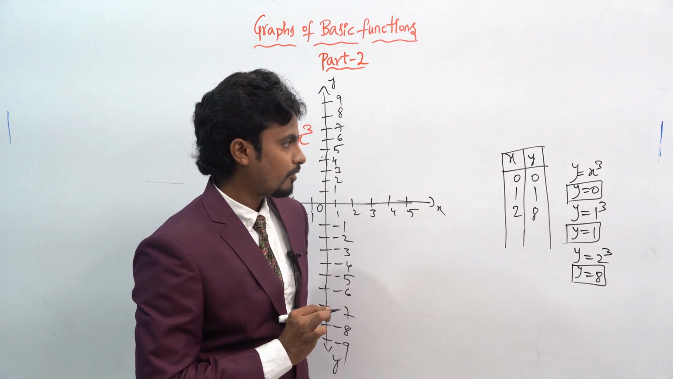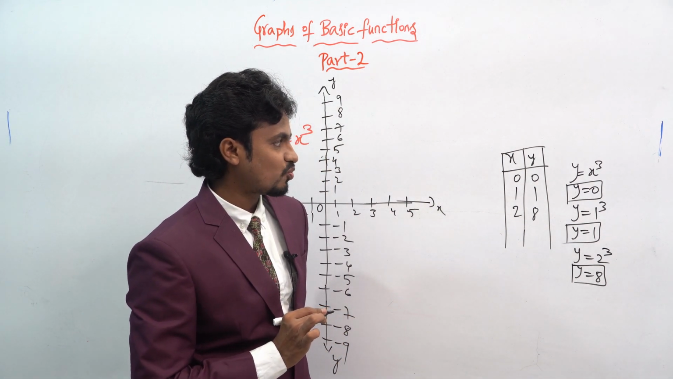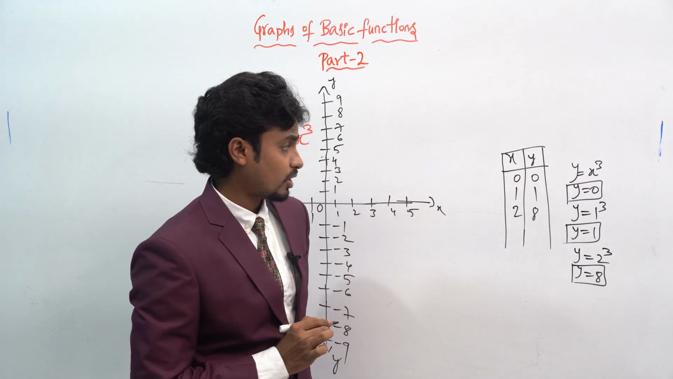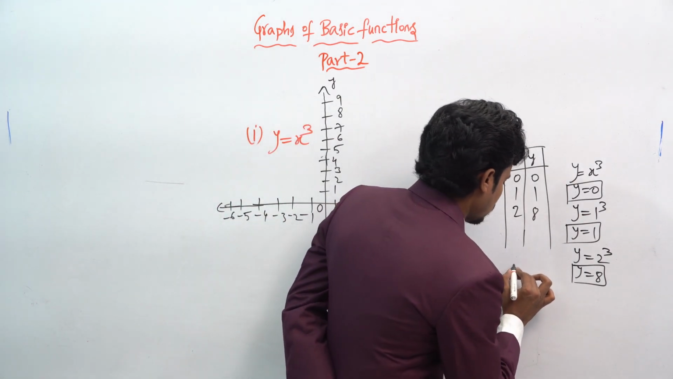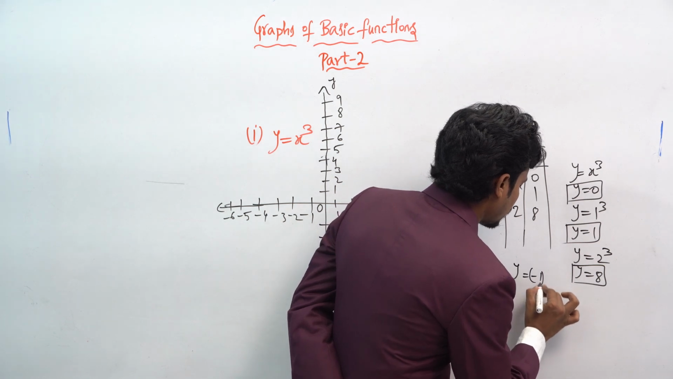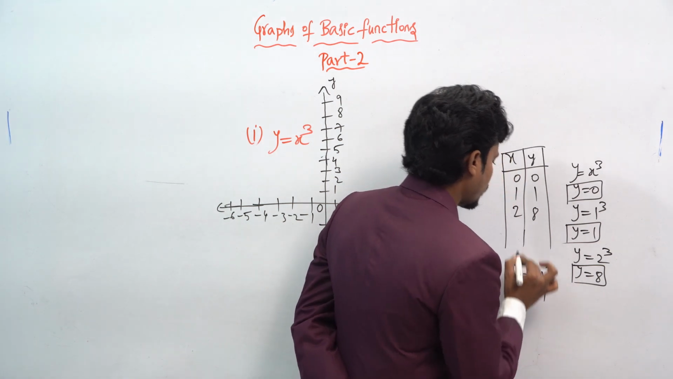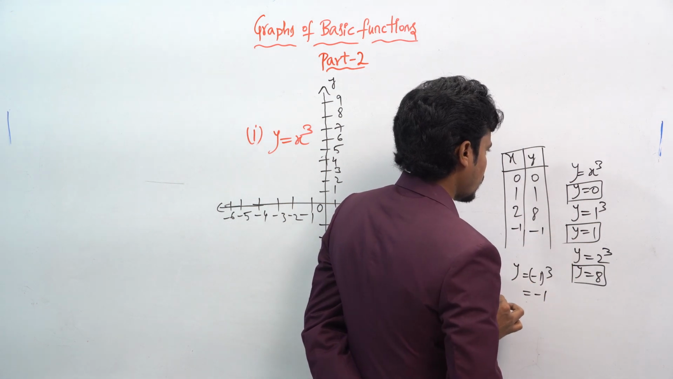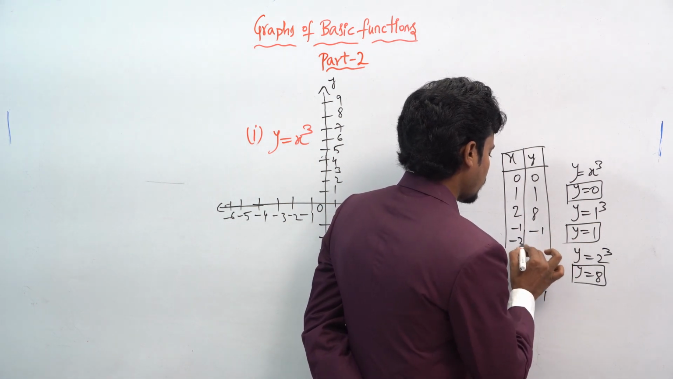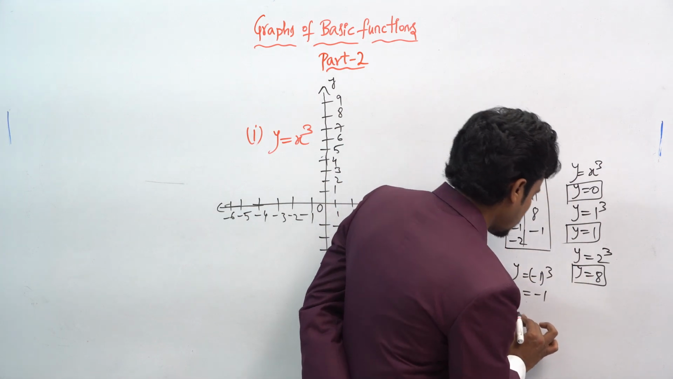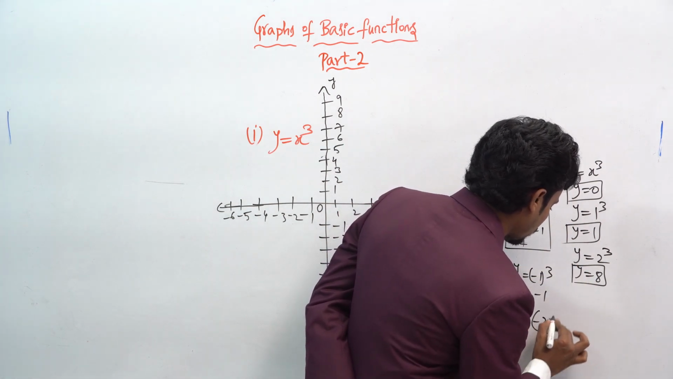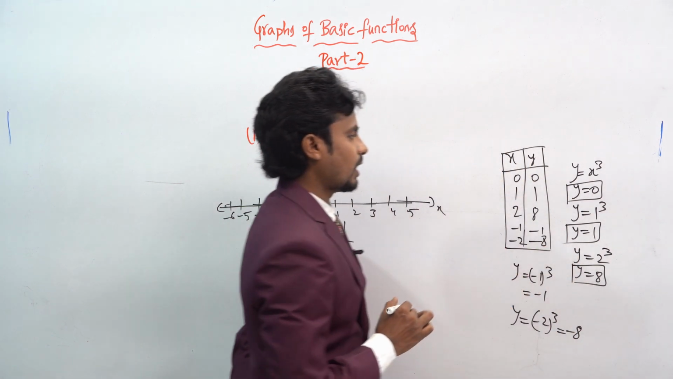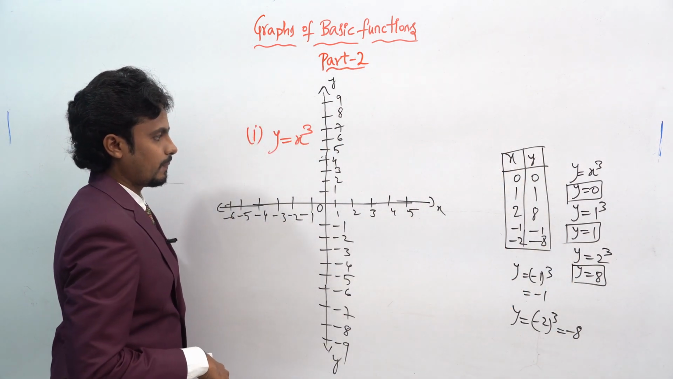And similarly, if you take x is equal to minus 1, what will happen? Y is equal to minus 1 whole cube, you will get minus 1. And here if you take minus 2, how much will you get? Y is equal to minus 2 whole cube, that will become minus 8. Okay, this was our table.